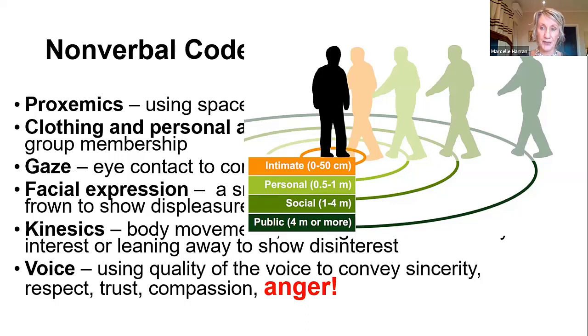Social zones, people in the streets, we don't like them to come close, especially now with social distancing. That's 1 to 4 meters. 2 meters is what it should be. And public, we like them to be further apart. Okay, we don't like them to be too close. And if someone who you don't know comes too close to your intimate zone, you feel very uncomfortable. Okay, so that's how we judge it.